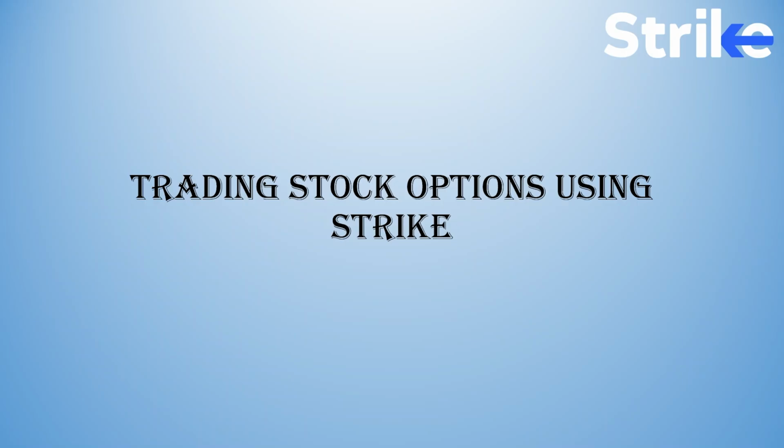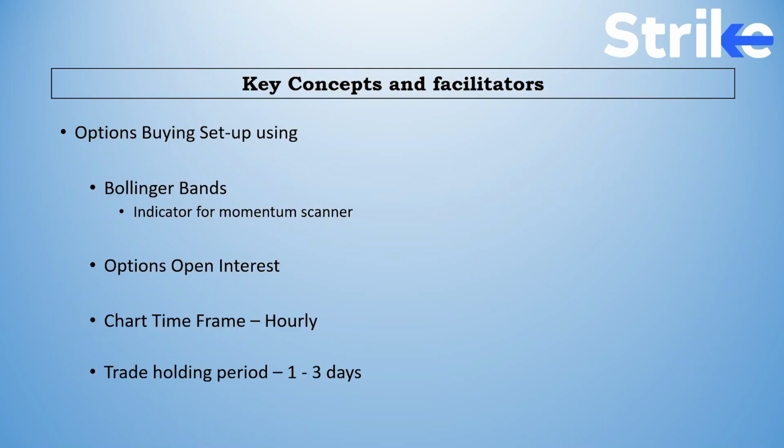In this video, we will learn how to trade stock options using the Strike platform. The setup we will be discussing is for option buying, wherein we'll use Bollinger Bands and options open interest as a combination to identify stocks to trade. We will be using hourly time frame charts and the holding period for the trade will be 1 to 3 days.